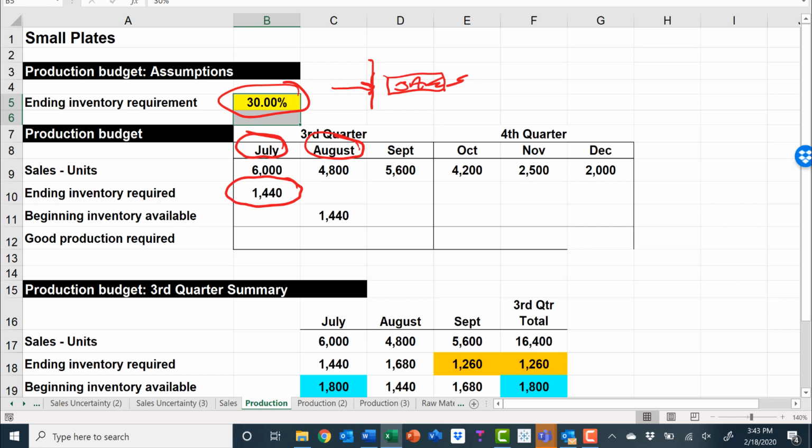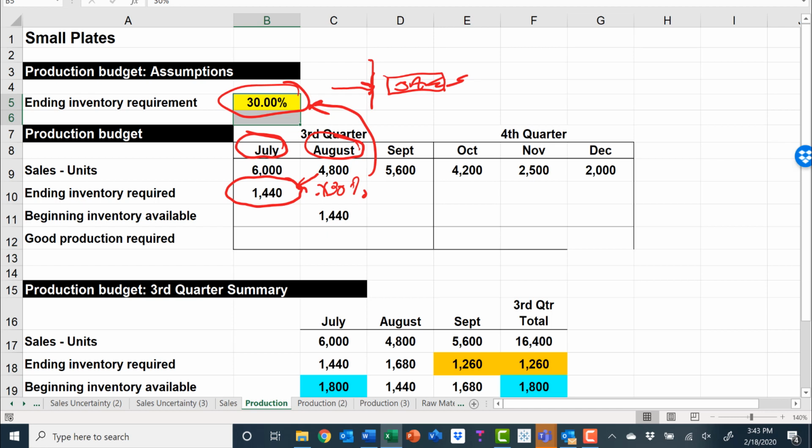How? Take your August sales of 4800. Multiply it by 30%. So I take that times 30%, and I got that from up here. Correct. And so I get the 1440. So it's ending inventory for July. Yes. But then what else do I need to know?